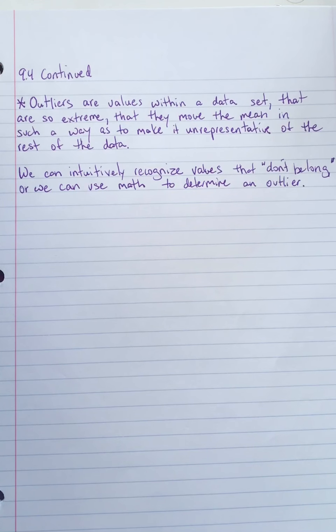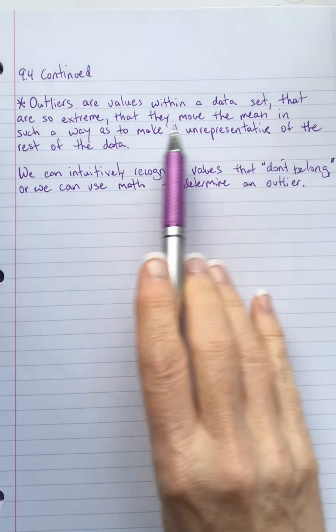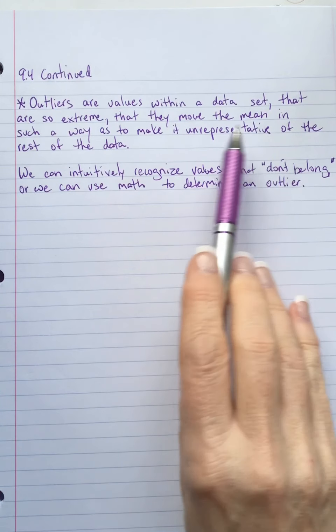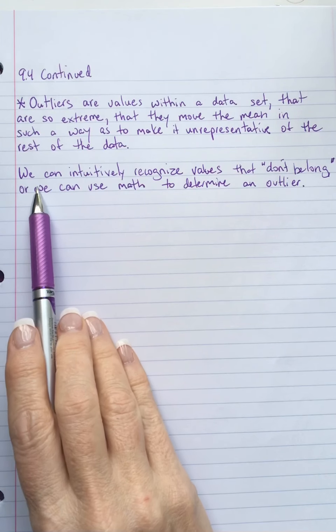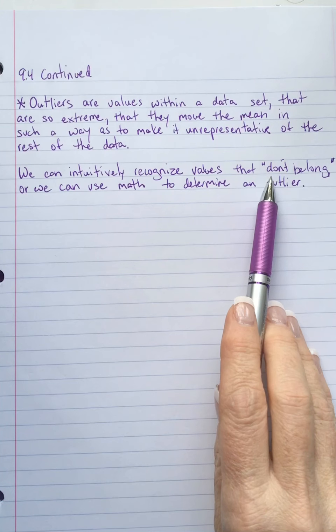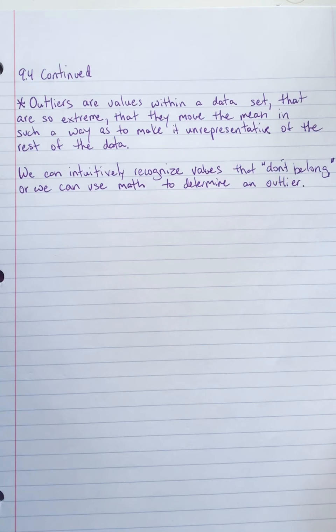Okay, so this is the last video for 9.4. It's about outliers. Here we say that outliers are values within a data set that are so extreme that they move the mean in such a way as to make it unrepresentative of the rest of the data. We can intuitively recognize values that quote unquote don't belong, or we can use math to determine an outlier. So we learned about the IQR, the interquartile range, and we're going to actually be able to use that information in a little math to determine if a number is really statistically an outlier.